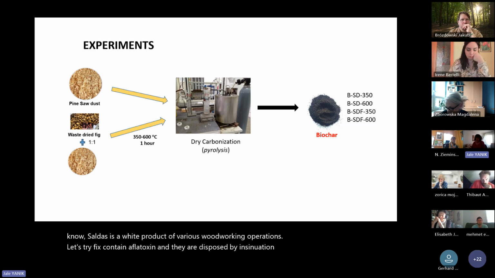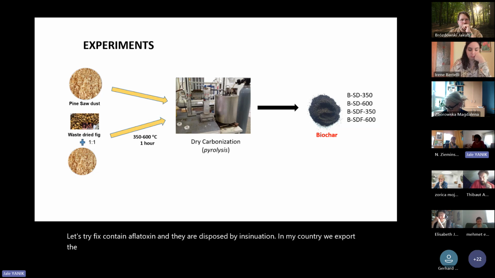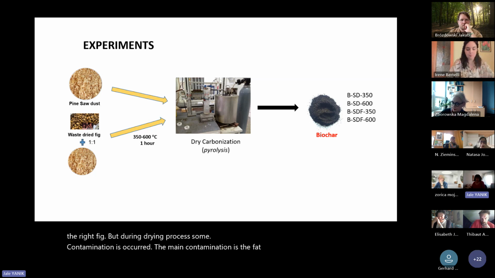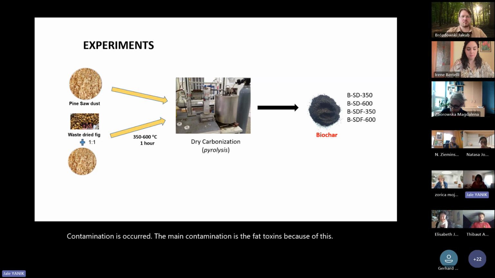In my country, we export dried fig, but during the drying process, some contamination occurs. The main contamination is aflatoxins. Because of this, we wanted to use this waste in biochar production for sustainable management of this waste.